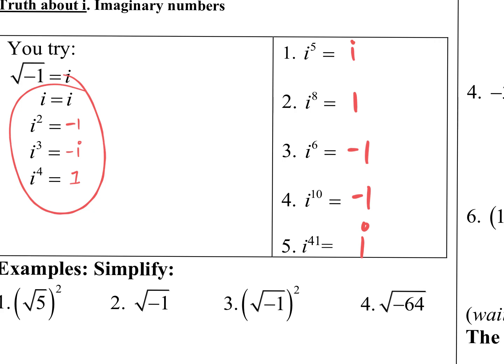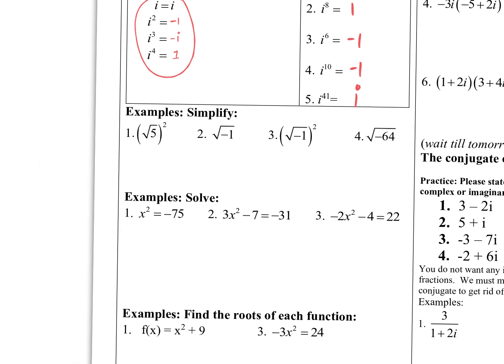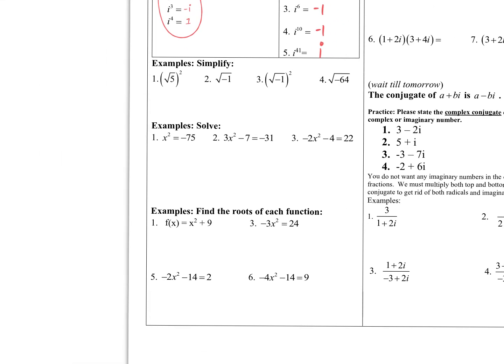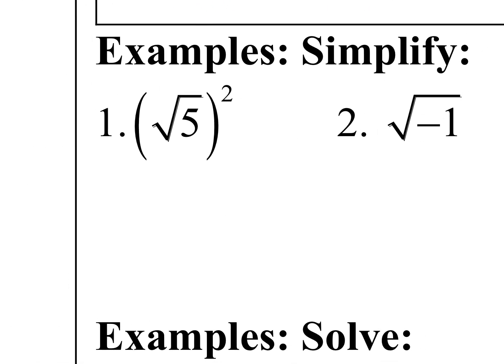Anyway, going back and reviewing square roots. When you have a square root and you square it, it undoes itself, right? The square and the square root, they disappear. So your answer is just 5.